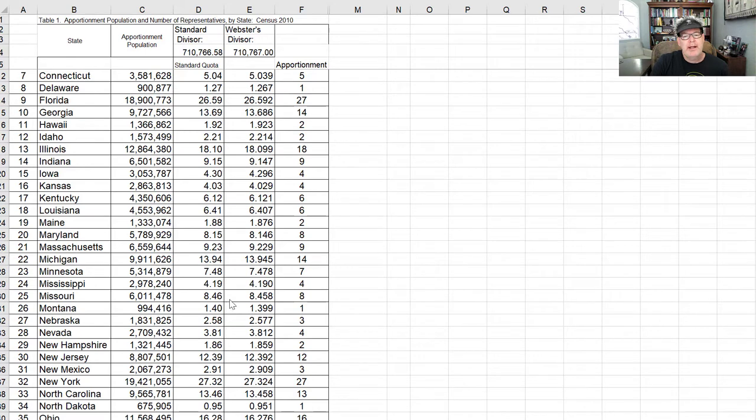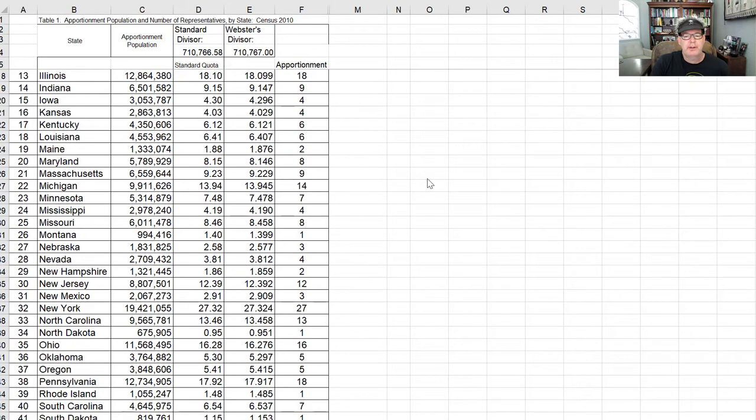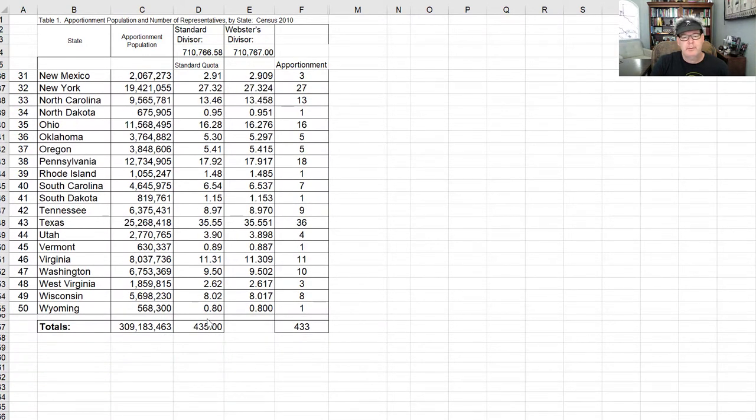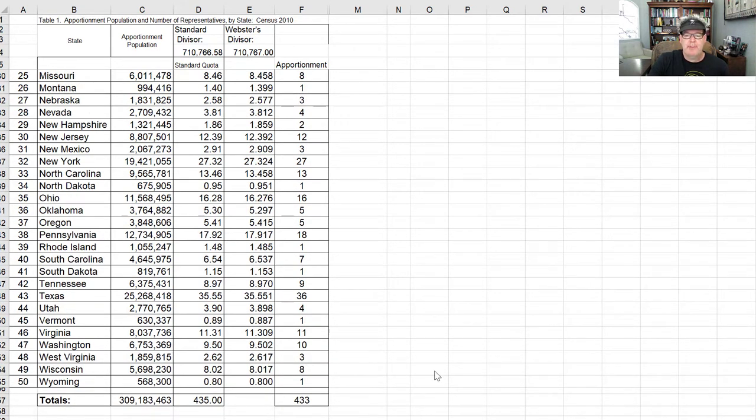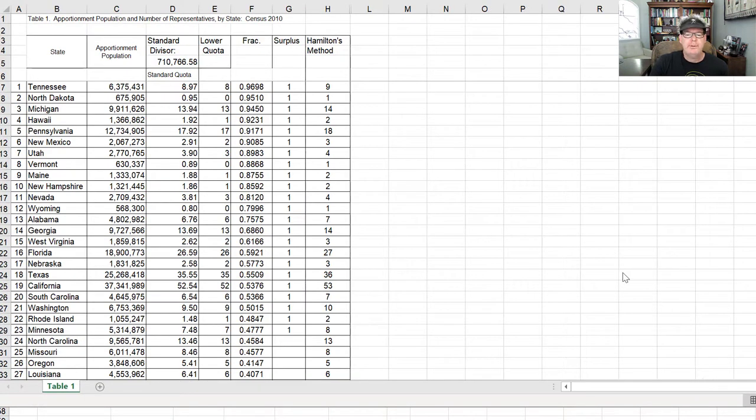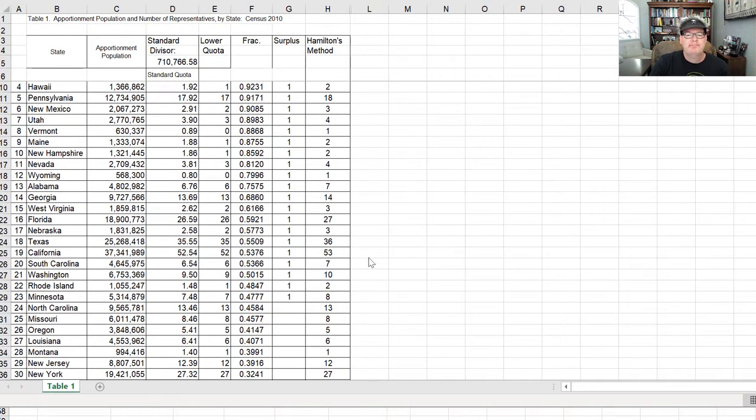And if you round the standard quota, you generally can't expect to get exactly 435. In this case, we're short by 2. So if we were to look at Hamilton's method, we see that after regular rounding, there's 2 more seats still to give. The next 2 states to get a seat would be Rhode Island and then Minnesota, in that order.